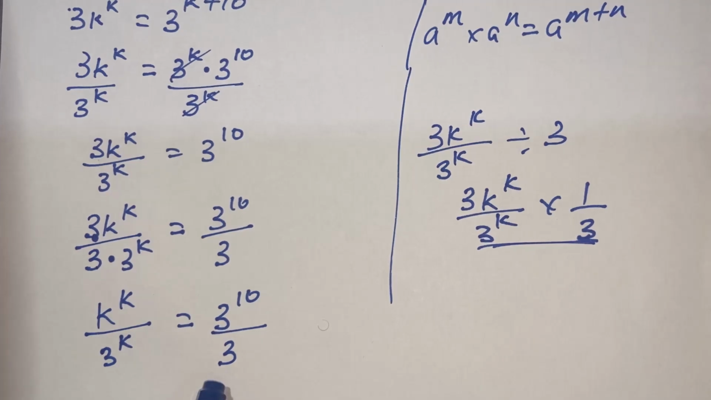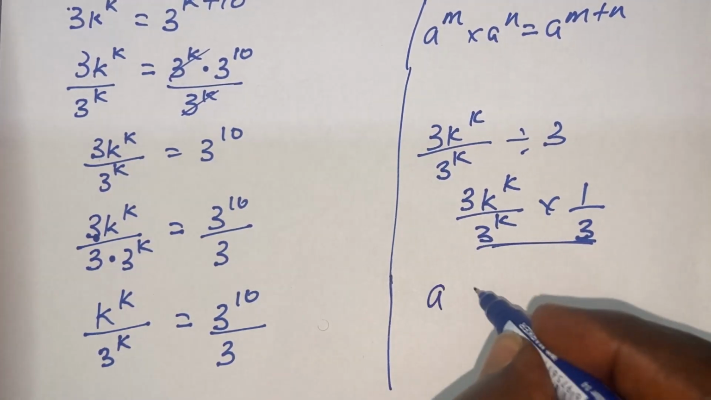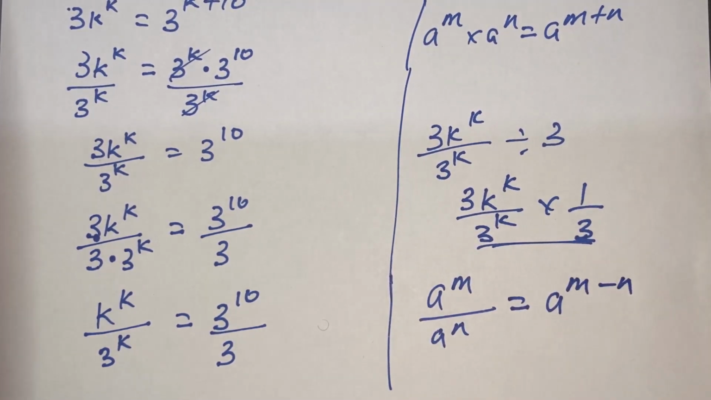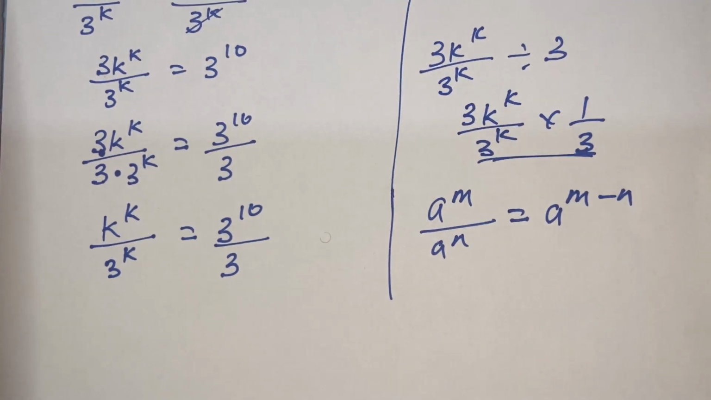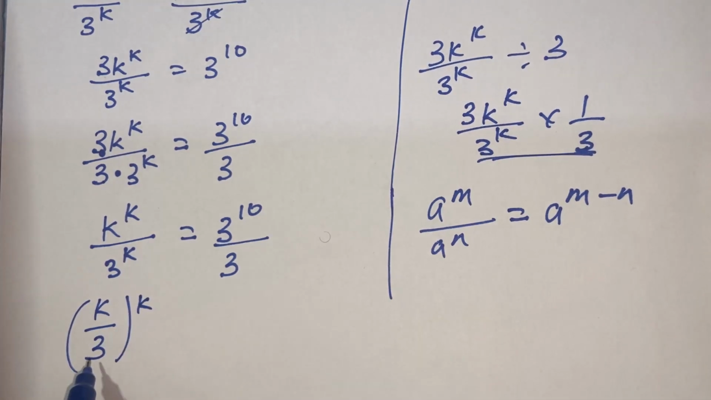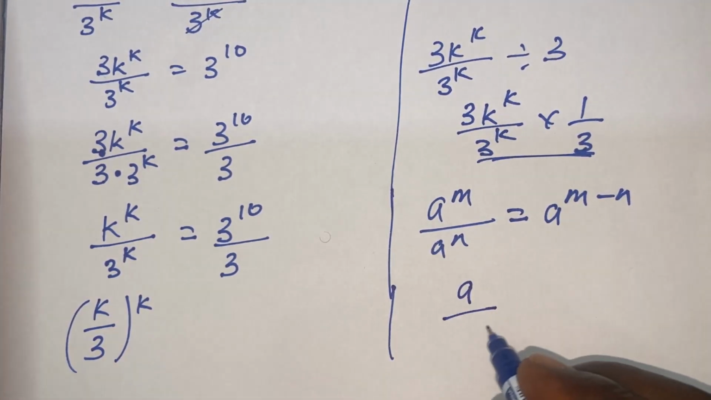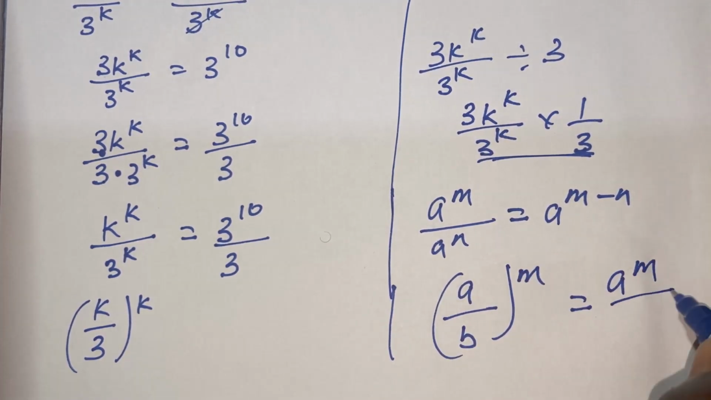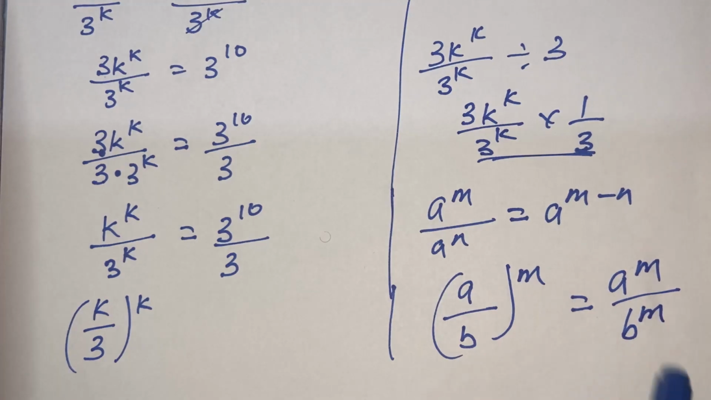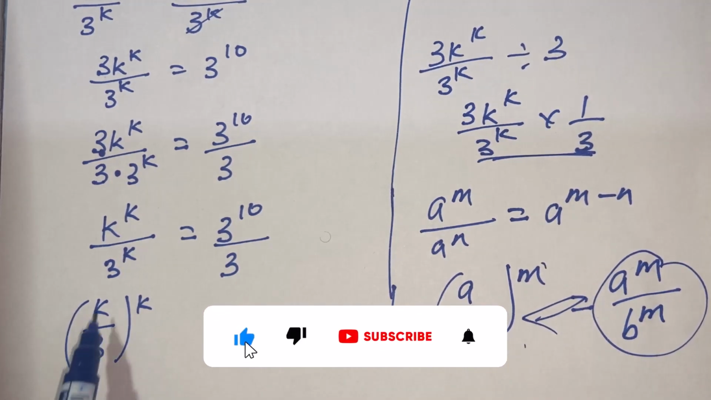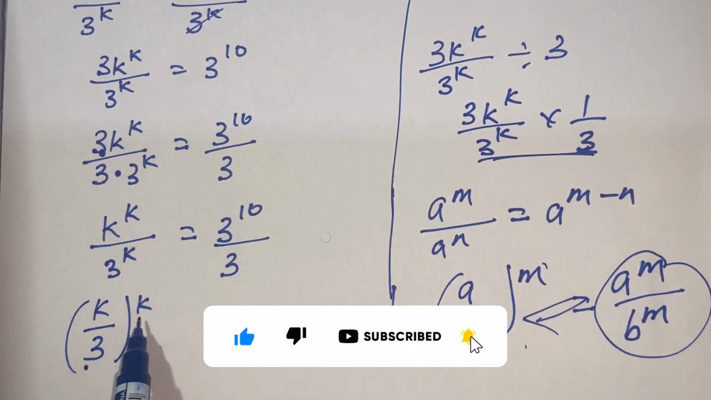Now, bear in mind that this 3 has a power of 1. And from the laws of indices, a raised to the power m over a raised to the power n can be written as a raised to the power m minus n. From this, you can now write this as k over 3 all to the power k. We are also writing this as a result of a over b all raised to the power m can be written as a raised to the power m over b raised to the power m. So since they all have the same exponent, you can give it a single bracket. So now if I have this, it can also be written as this. So we are having k over 3 all to the power k.